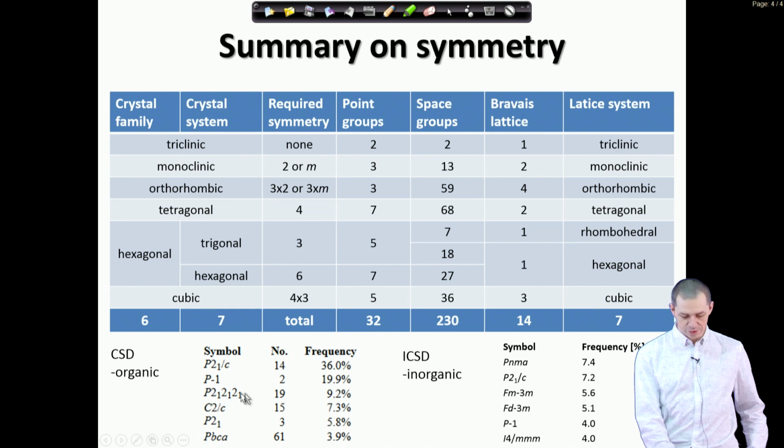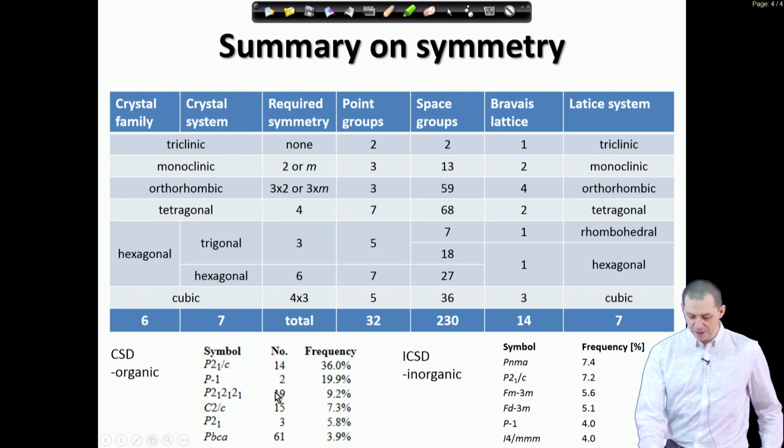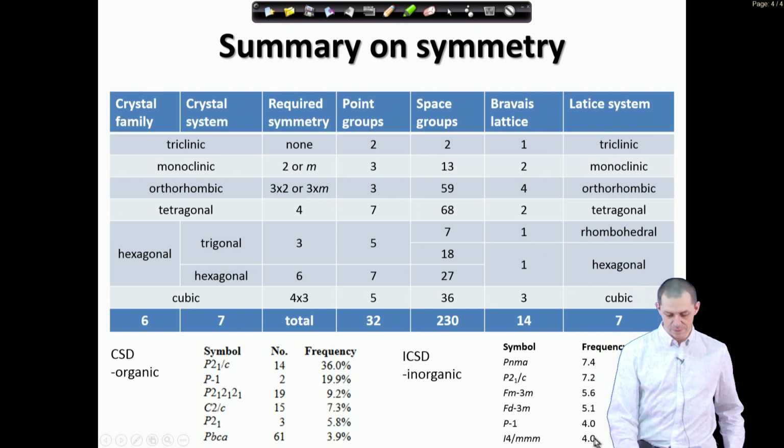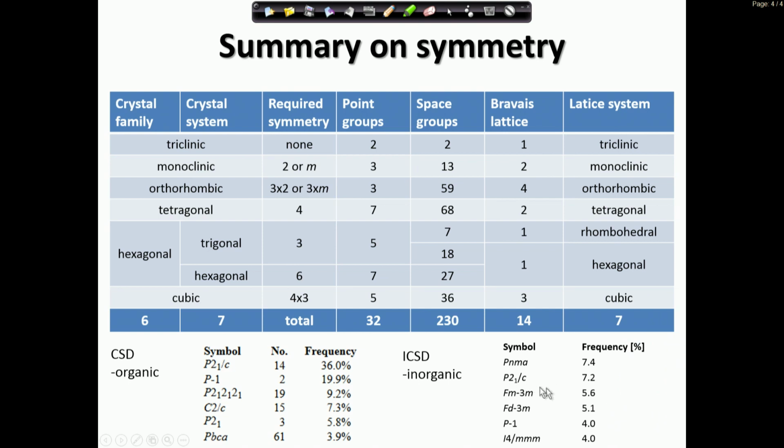There is also a large number of non-central symmetric space groups. P21, 2121 is almost 10%. In ICSD, the distribution is quite different, although P21/C is also quite popular. So, sorry, ICSD is Inorganic Crystal Structure Database, so inorganic structures. But you see that the distribution is much more even.